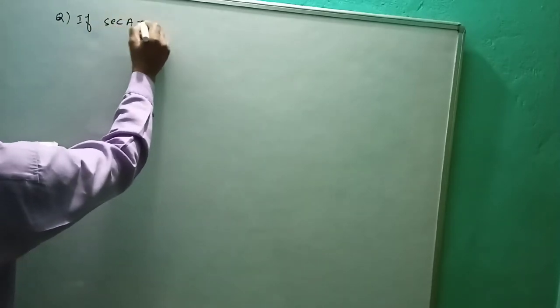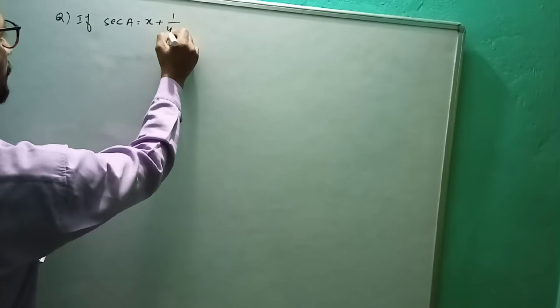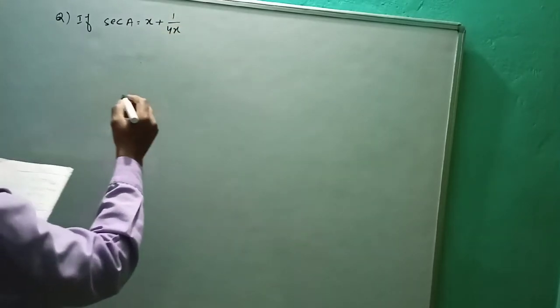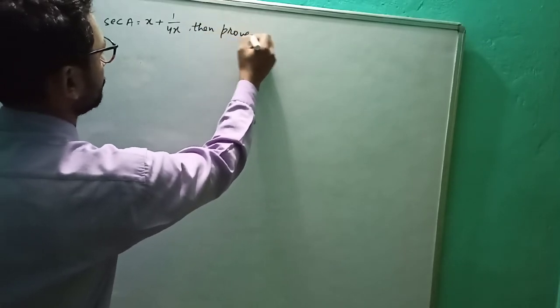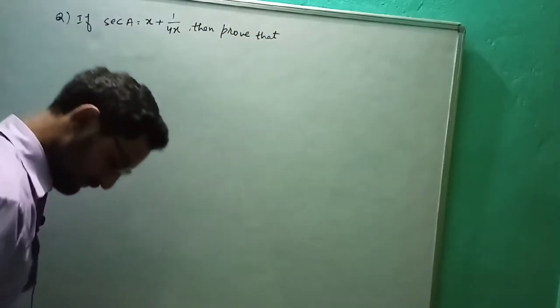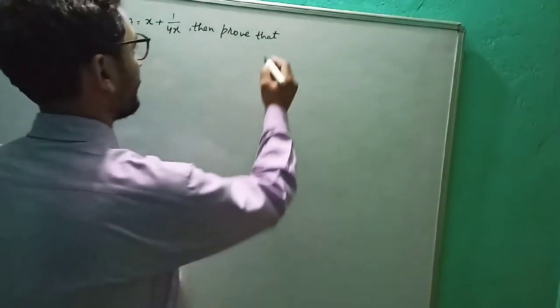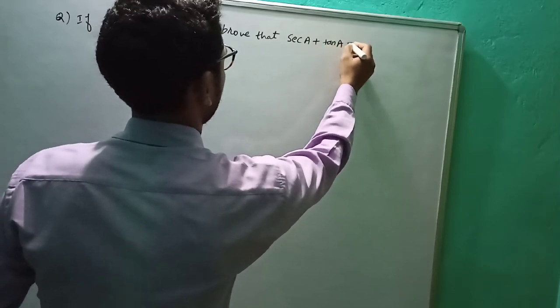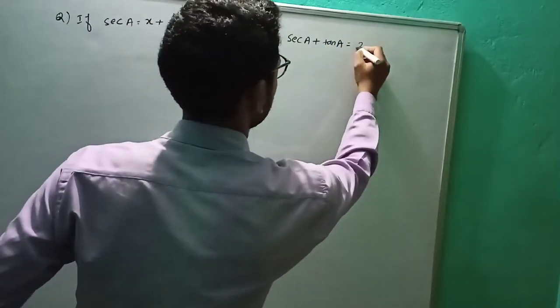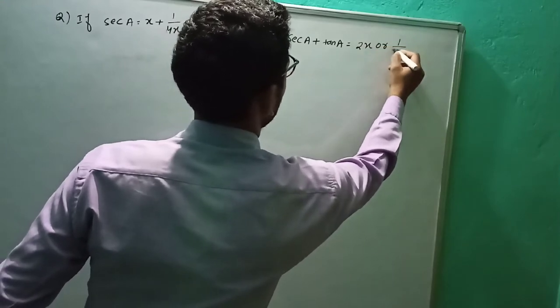Okay, now let's solve one trigonometric question. The question is: if sec A is equal to x plus 1 upon 4x, then prove that sec A plus tan A equals 2x or 1 upon 2x.